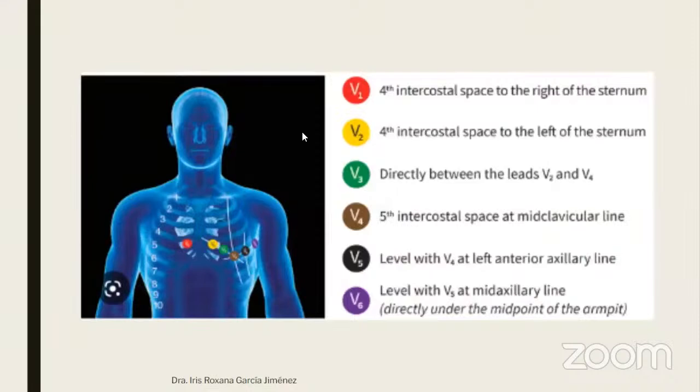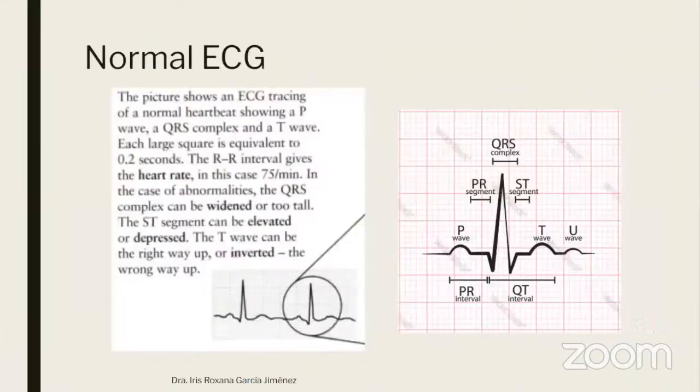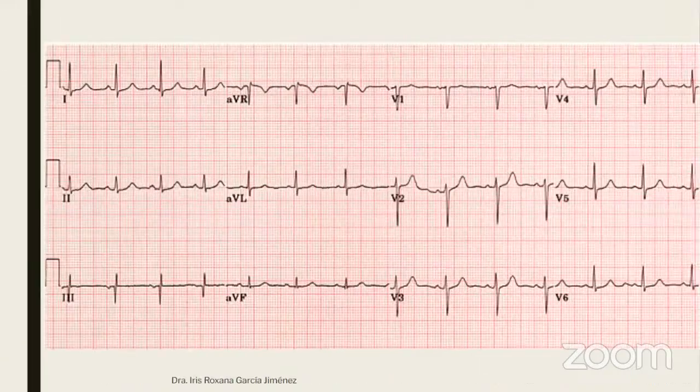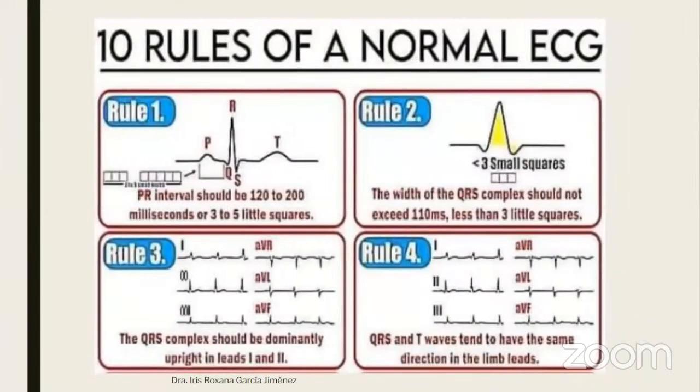In this slide, we have the V1 until V6 positions. Follow this, try to memorize this because I'm going to ask. A normal ECG has its structure. You can see there are complexes, segments, waves, and intervals. Consider this a specific way to explain how an ECG is working. Well, we have a trace as an example. And now we have the rules of a normal ECG.